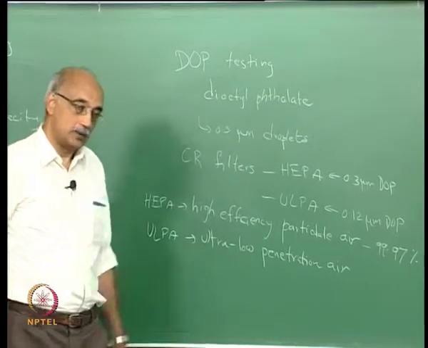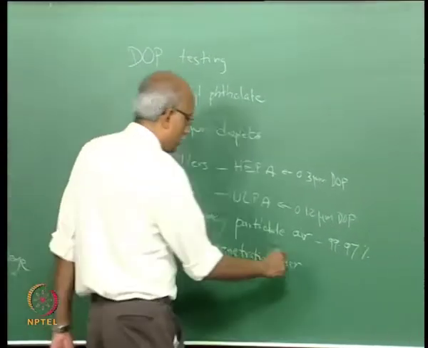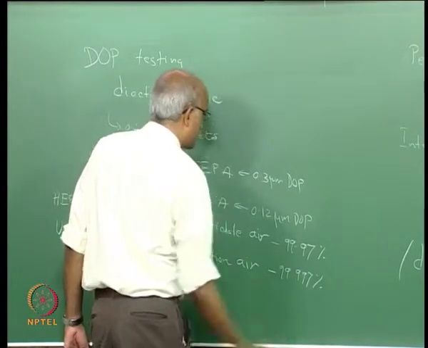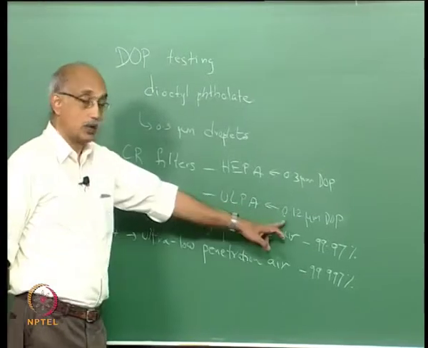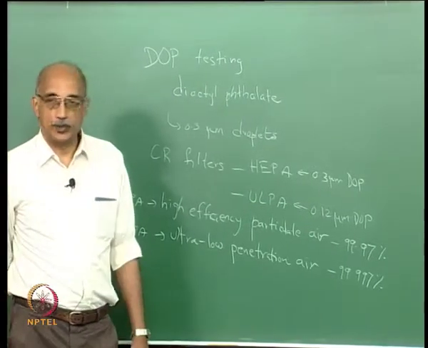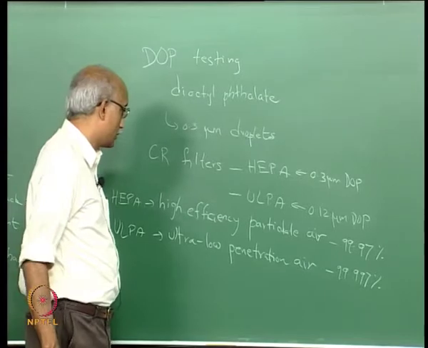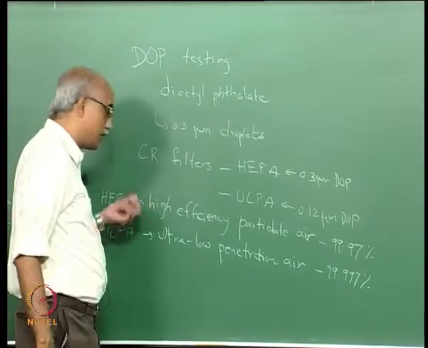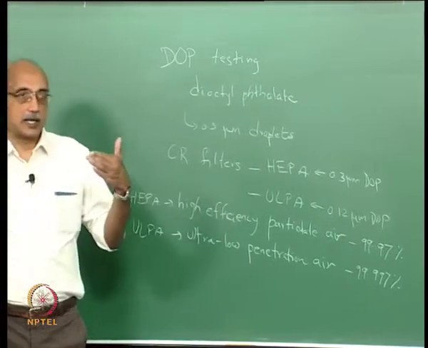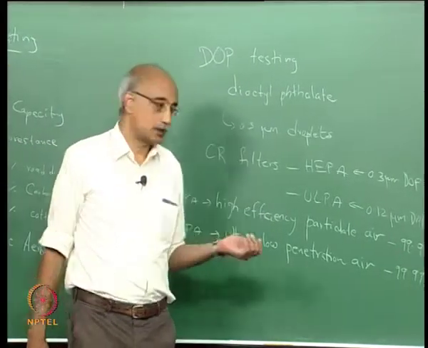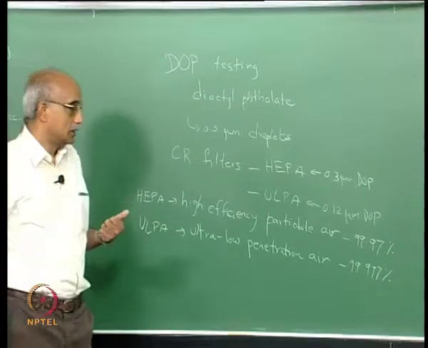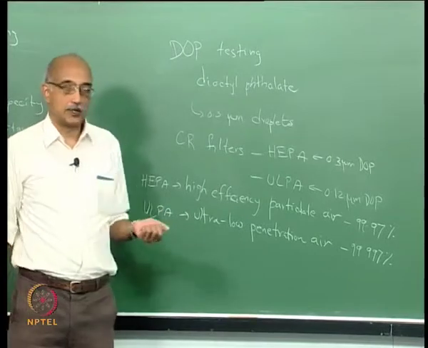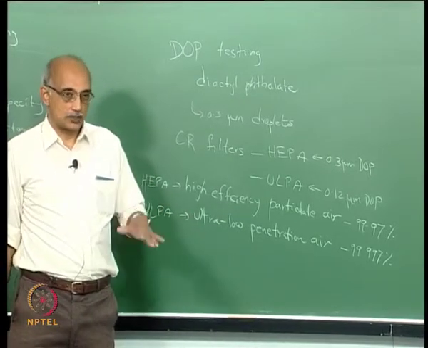The requirement for the ULPA filter is even more stringent. It has to be able to show 99.997% removal of 0.12 micron sized DOP, and so the ULPA filter is used for a higher class of clean room compared to a HEPA filter. HEPA filter is used for clean rooms up to a class 100 or so, whereas ULPA filters are required when you start approaching class 10, class 1 clean rooms.